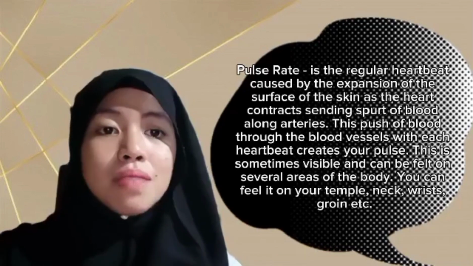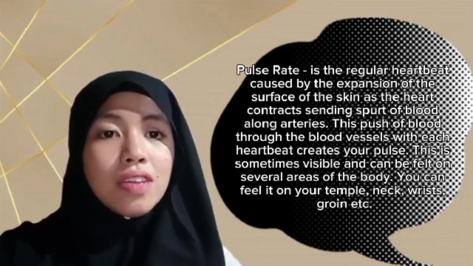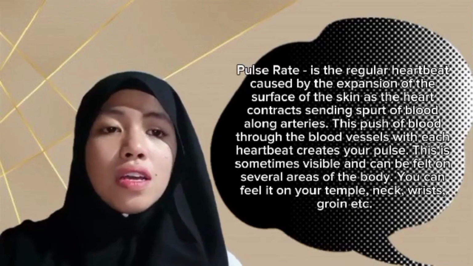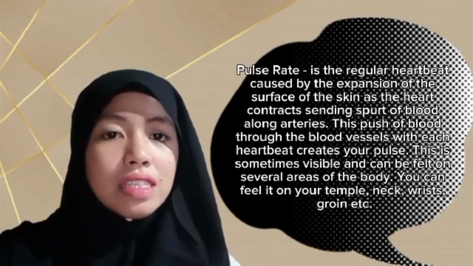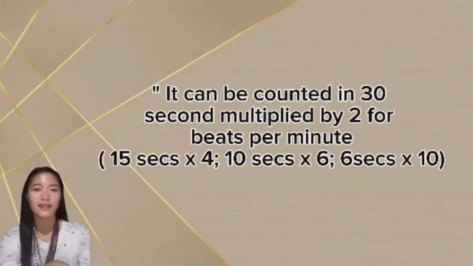So, this is sometimes visible and can be felt on several areas of the body. You can feel it on your temple, sa leeg, wrist, groin, and etc. The heart rate or pulse rate can be obtained using the palpitation technique with index finger and the middle finger. The pulse is felt best during rest using the radial artery found on the wrist. During exercise, the carotid artery found near the throat is best because it is bigger than the radial. It can be counted in 30 seconds multiplied by 2 for each beats per minute.